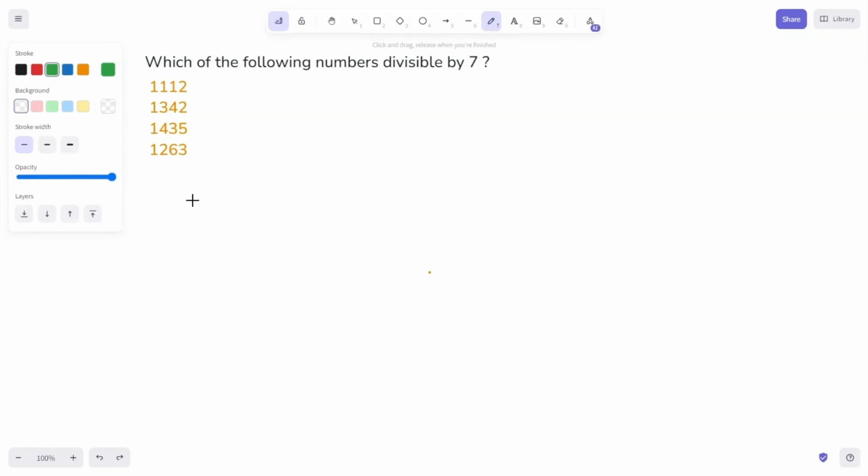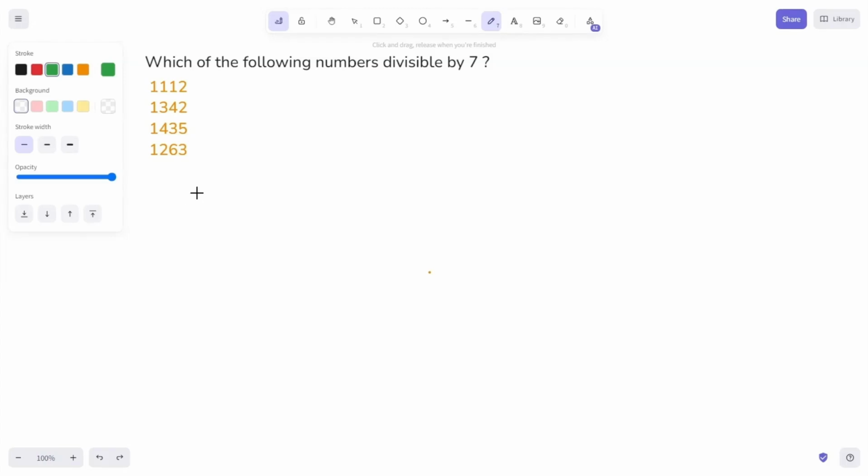As you can see, this is our question: which of the following numbers is divisible by 7? Basically, these 4 numbers are here and one of them is divisible by 7. So let's check it out. We will simply apply the divisibility rule of 7.